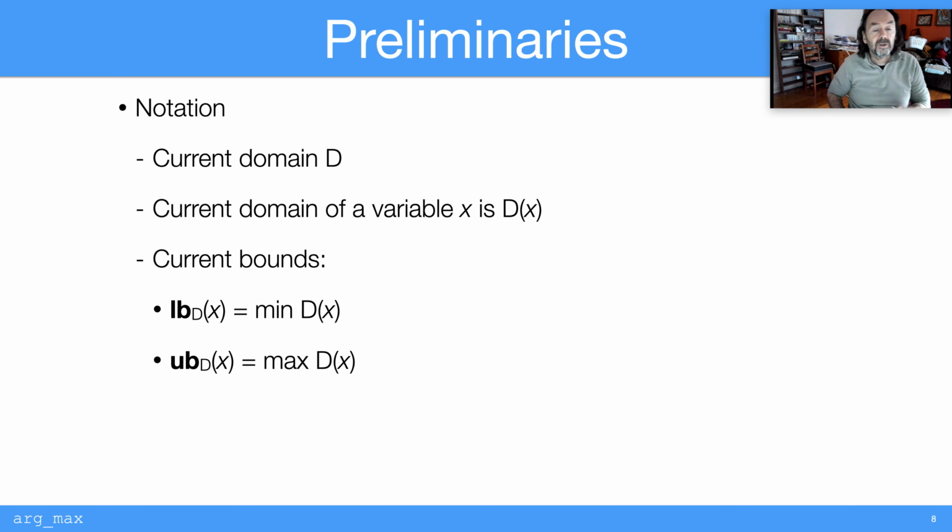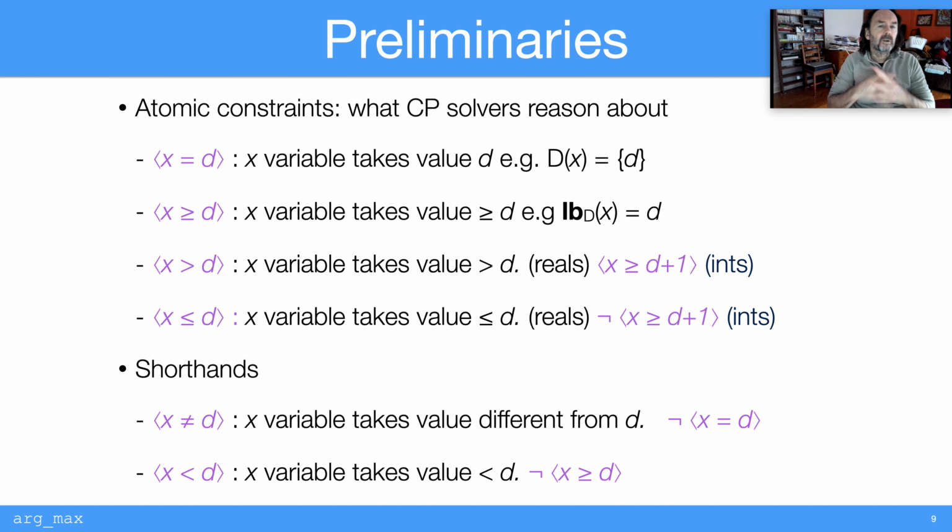We're going to introduce some notation. We've got the domain, and D(x) is the current domain of the variable x, and we can take the lower bound and the upper bound of that. We're going to talk about atomic constraints, which is a way of representing parts of the domain. So x equals d is the atomic constraint which says that x can only take the value d. x greater than or equal to d means it has to be a value greater than or equal to d. Strictly greater than d, which for the integers is just greater than or equal to d plus 1, for reals is different. Less than or equal to d, which again for the reals is different. For the integers we can use a negation of greater than or equal to d plus 1. And some shorthands, not equals and less than as well.